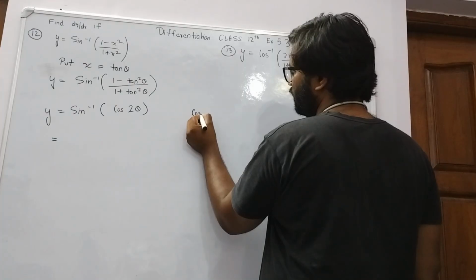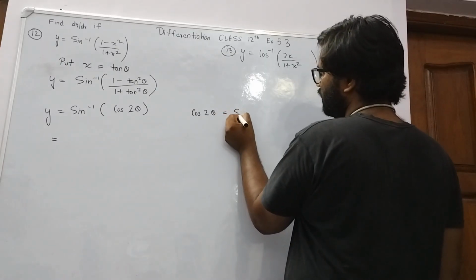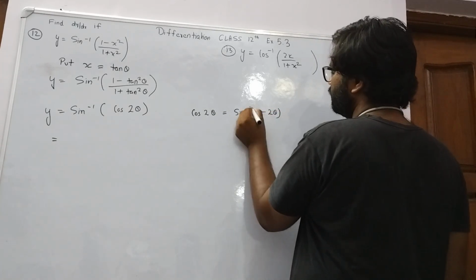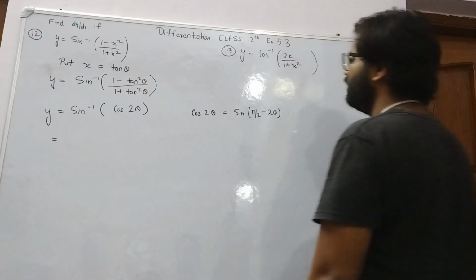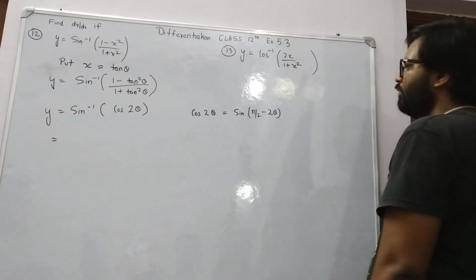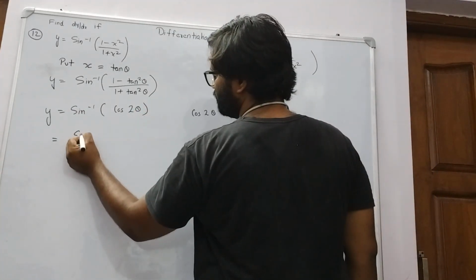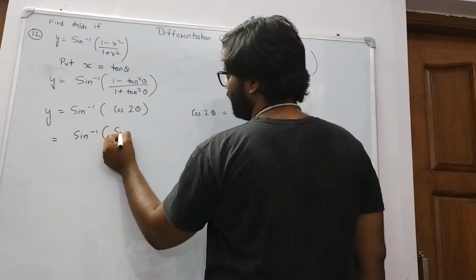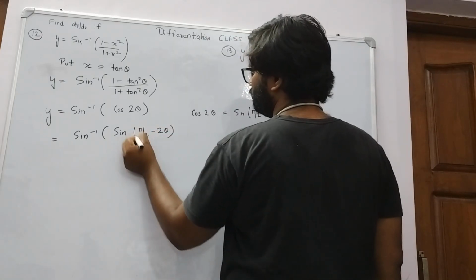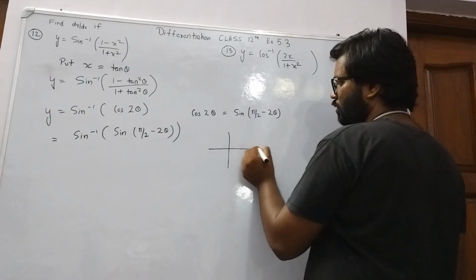So cos 2 theta can also be written as sine pi by 2 minus 2 theta, right? So sine pi by 2 minus 2 theta, that is sine 90 minus 2 theta, will always be equal to cos 2 theta. So in place of cos 2 theta, I can simply write sine inverse sine pi by 2 minus 2 theta. This will lie in the first quadrant. So we have studied in class 11.